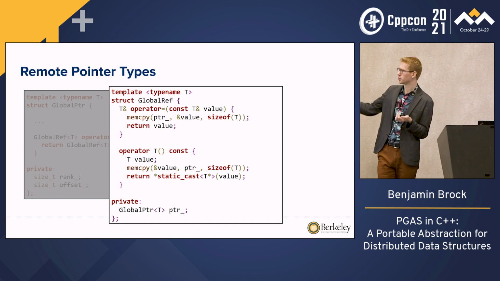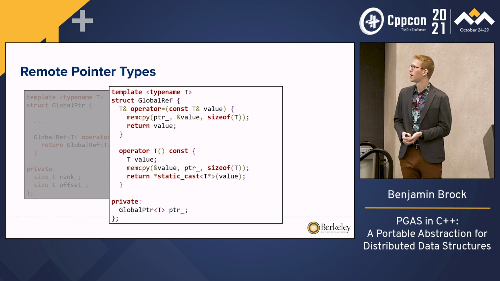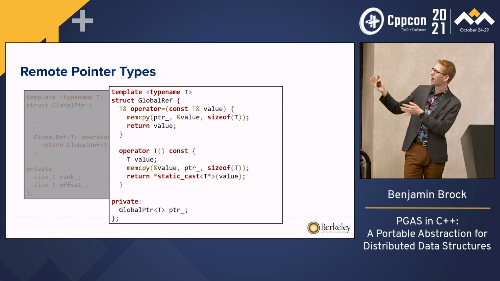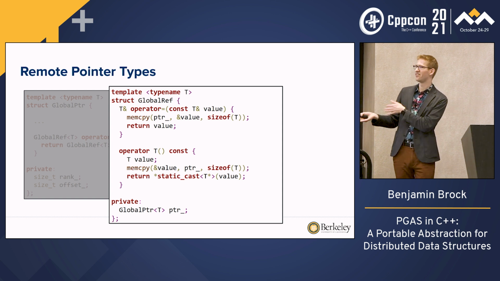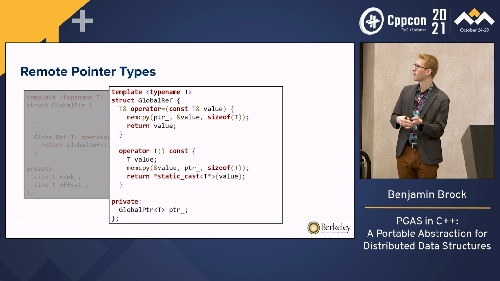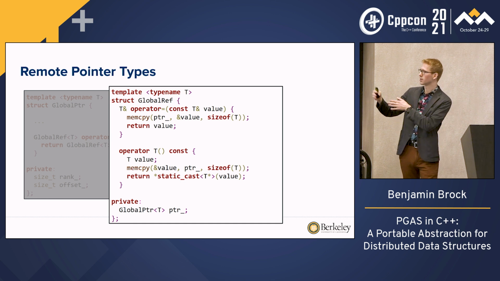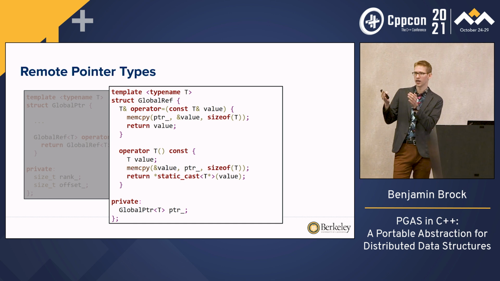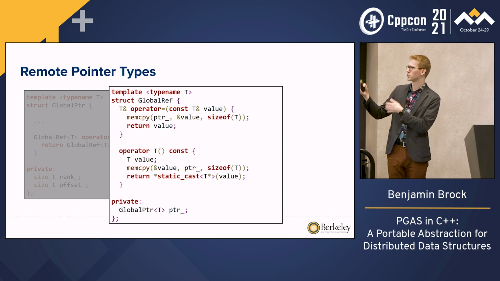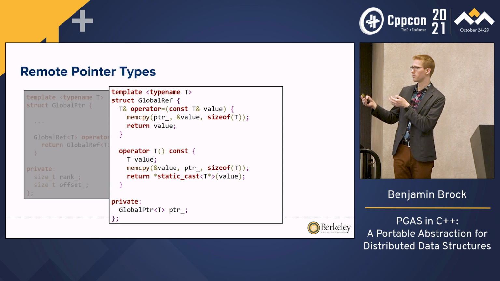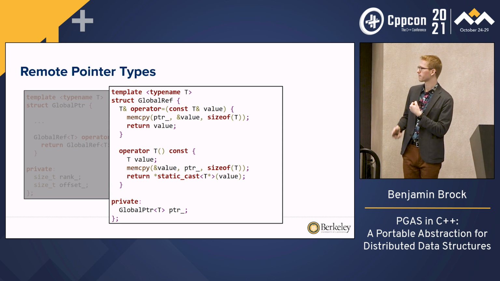And then we can implement a global reference, which does the things that we would expect from a C++ reference type. So we can say, I would like to assign to this reference, meaning I would like to assign a value to this memory location. That's going to result in something like a memcopy, assuming that we have trivially copyable types, of course. And we can perform an implicit conversion, right, to read from the value.